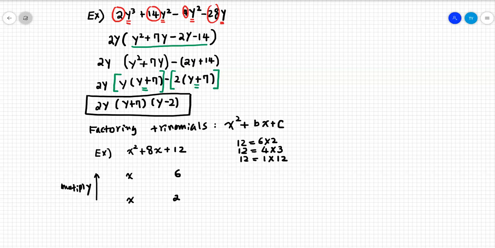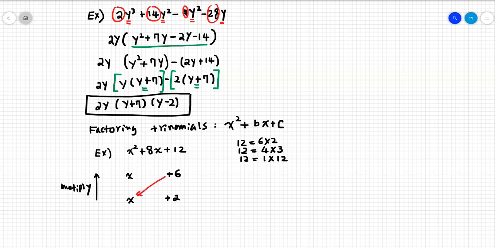Now, once you have that, you're going to have to be careful about taking care of the signs over here. So what I have here is going to be x plus 6, plus 2, because a positive 6 times a positive 2, you get 12. And positive x times a positive x, you get positive x squared. The reason it's important is because when you cross multiply, you have to come up with the plus 8x. So in other words, we're going to have to cross multiply like this.